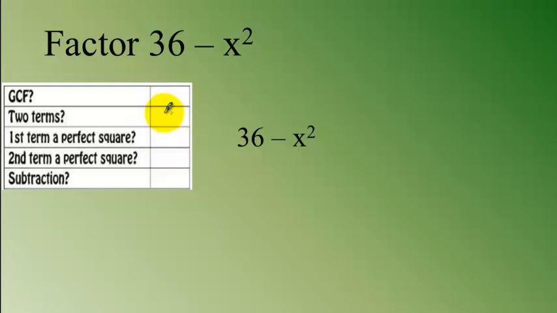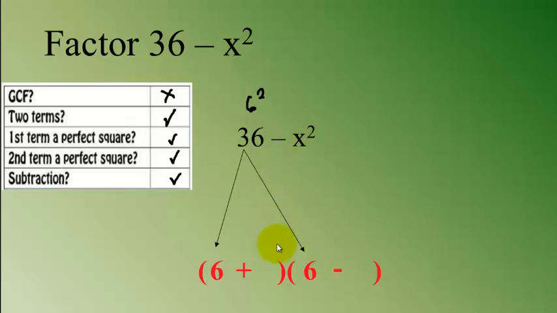So do we have a GCF? None. Two terms? Yes. First term a perfect square? Yes, because 36 is 6 squared. Second term a perfect square? Yes. Do we have a subtraction? Yes. So the factors will look like this. The first term of each factor will be 6, and the second term of each factor will be x.